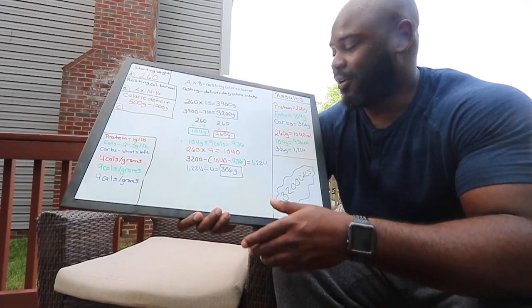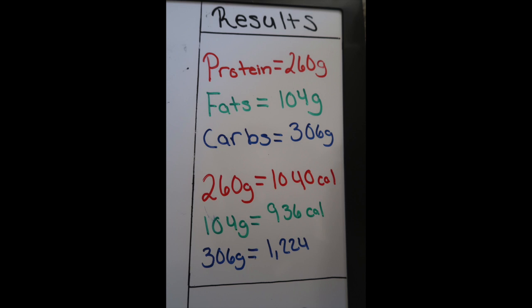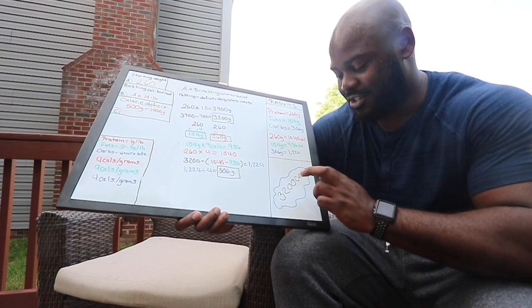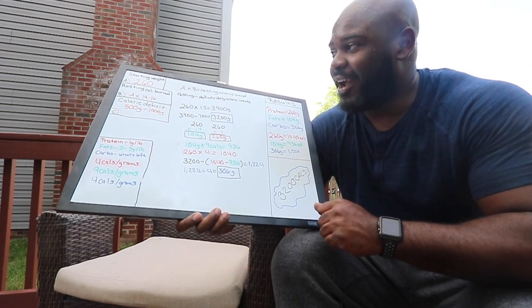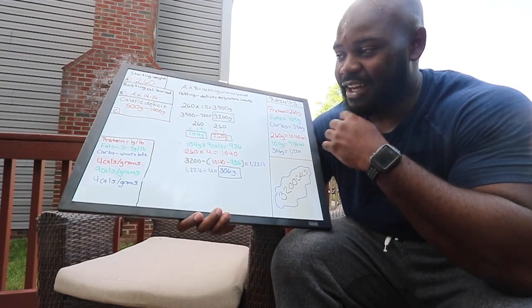So the results I got from this are that I will be eating every day 260 grams of protein, 104 grams of fat, and 306 grams of carbs, which honestly sounds like a lot, but it really isn't once you put it down in food. That equals out to 260 grams of protein equals 1,040 calories, 104 grams of fats equals 936 calories, and 306 grams of carbs equals 1,224 calories. All in all that equals your daily caloric intake of 3,200 calories per day, and I'll try to maintain that throughout the day.